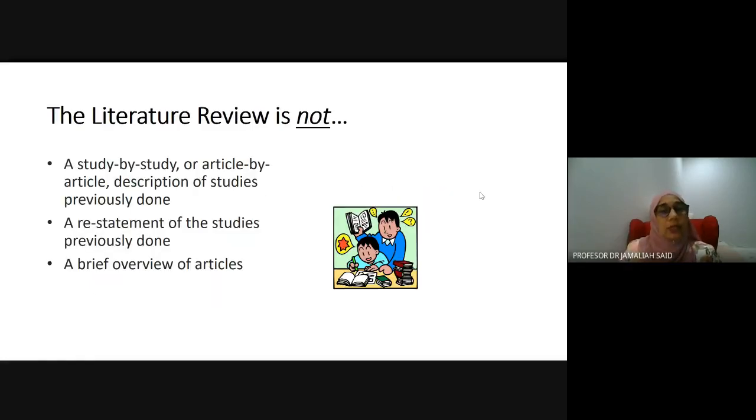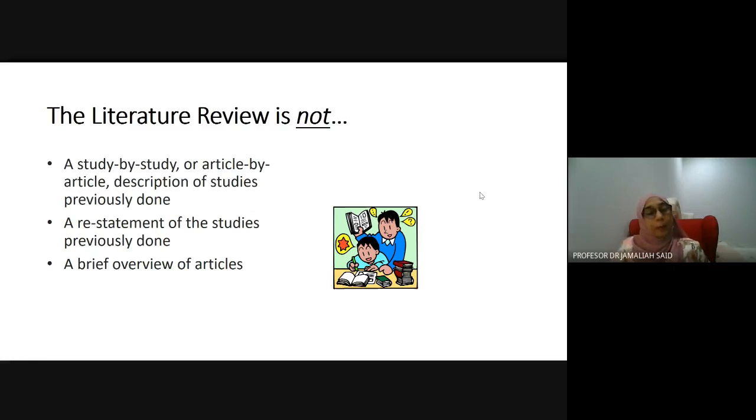So literature review is not a study by study or article by article description of studies previously done. This is a common way of writing. I notice students are doing this a lot. What happened, for example, you're doing on CSR, factors affecting CSR. Maybe take a simple example, factors affecting corporate social responsibility. Maybe the first factor is leadership, for example.